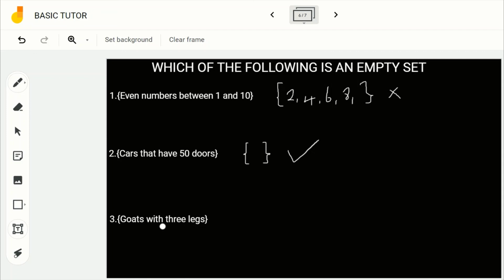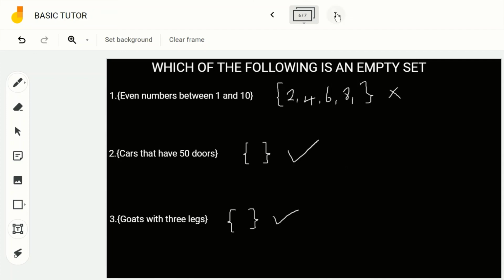All right. Option 3, goats with 3 legs. Now there is no goat that has 3 legs. So option 3 will give us an empty set because we have no goats with 3 legs. So option 1 is not an empty set because we have even numbers that fall between 1 and 10.